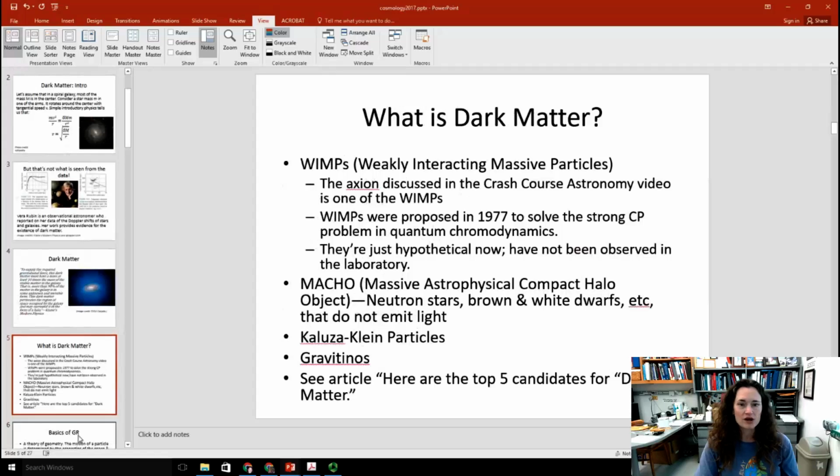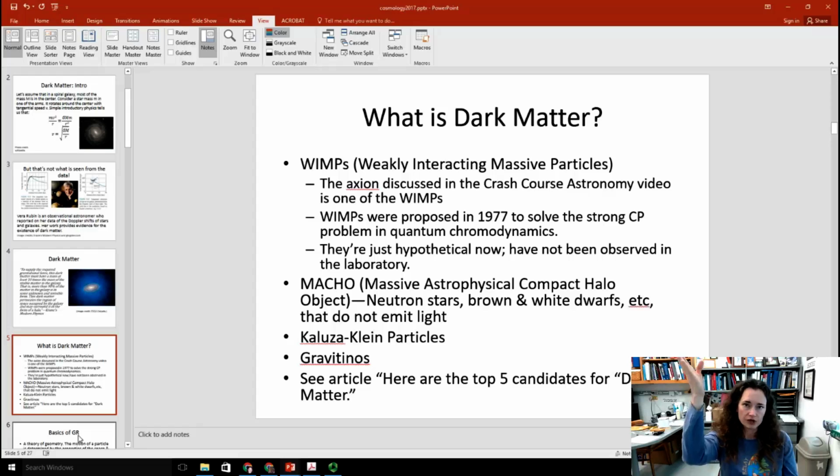Okay? Now, what is dark matter? Well, there's a bunch of theories about what it might be. Basically, it falls into two broad categories. First of all, that it might be something called a MACHO, massive astrophysical compact halo object. So these would be astronomical objects that we can't see just because they're not emitting light.